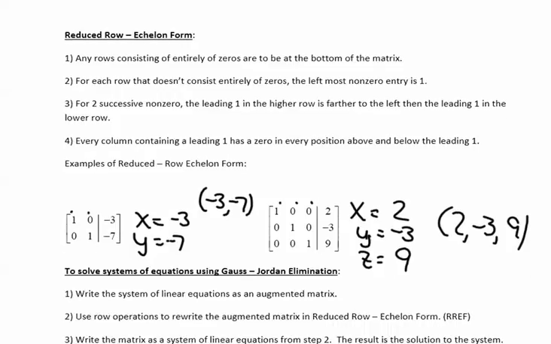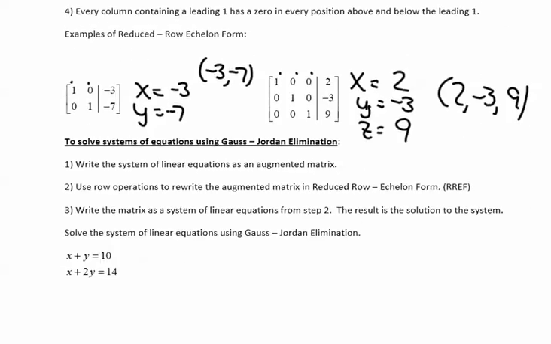All right, to solve systems of equations using Gauss-Jordan elimination: 1, we're going to write the system of linear equations as an augmented matrix. 2, use row operations to rewrite the augmented matrix in reduced row echelon form. And 3, we're going to write the matrix from step 2 as a system of linear equations. The result is the solution of the system.